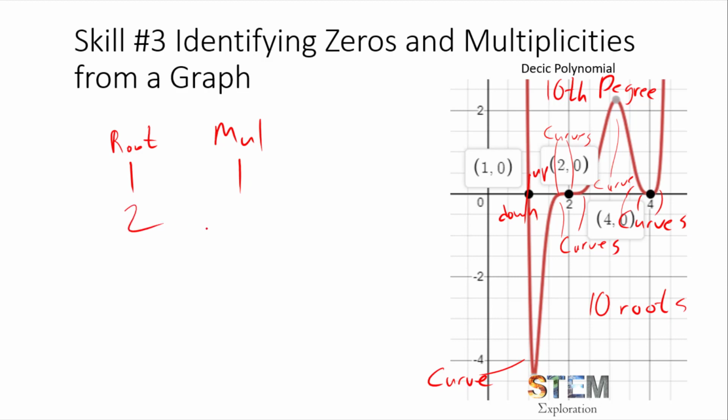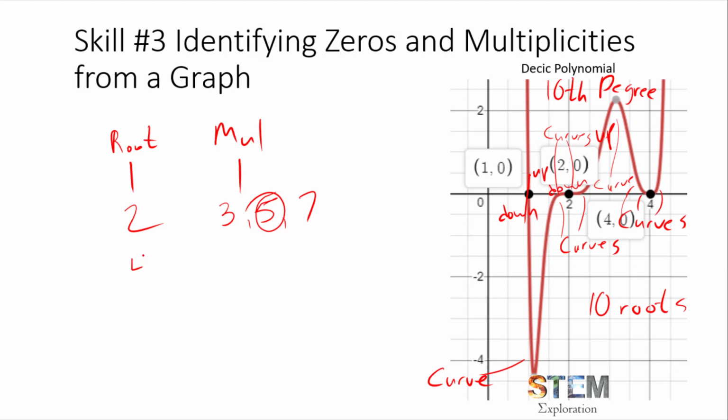I'm looking at the root of 2. I again see down and then up behavior. That means the multiplicity is odd. And since it's a decic polynomial, I'm assuming something like 3, 5, or 7. Now, before I even started looking at it, I saw that there were 4 curves. Okay, so since there are 4 curves, you take the number one above that, and that tells me that you have to have a 5th power root in order to have 4 curves. So that tells me that the root of 2 has a multiplicity of 5.